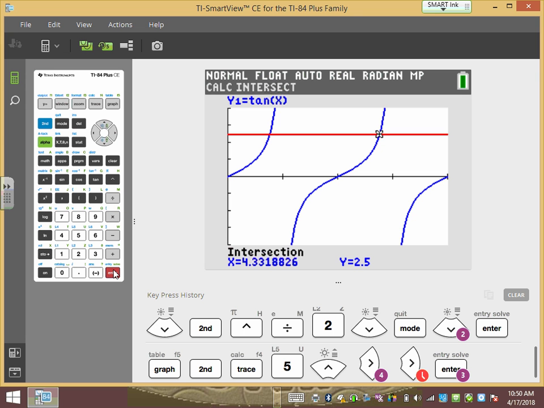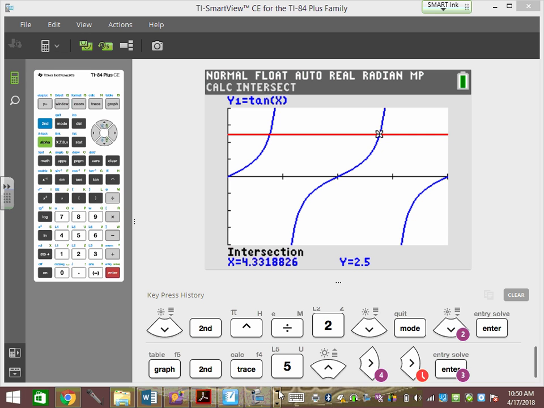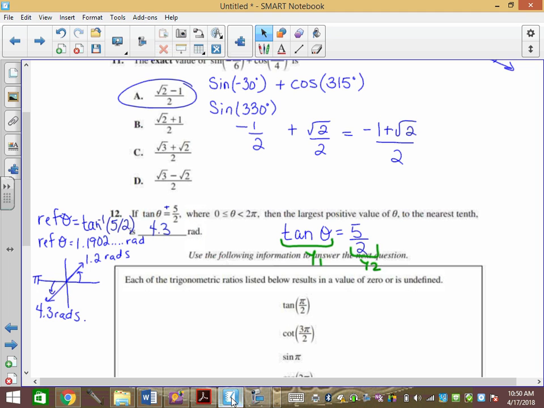Okay? So if you're ever given an equation where you only have one variable missing, so in this case it was theta, you can check with your calculator.